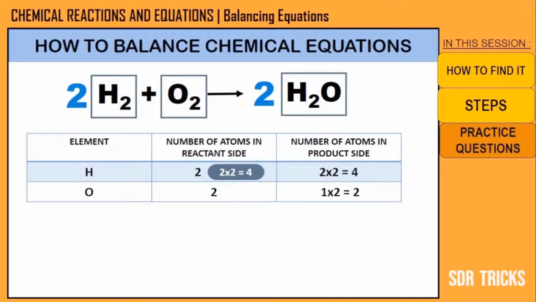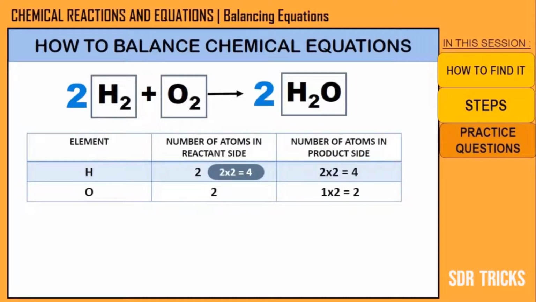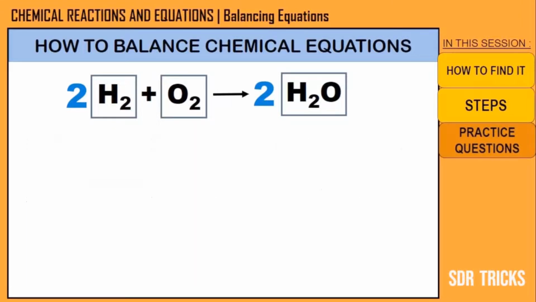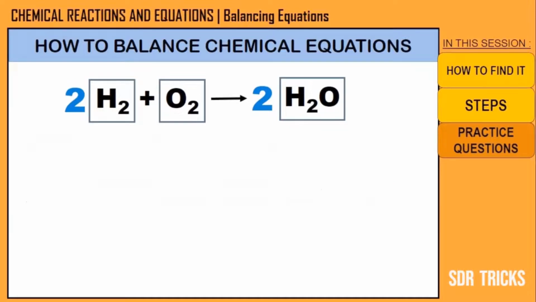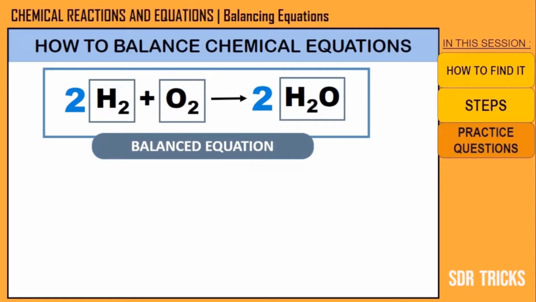So we converted hydrogen plus oxygen gives water into 2 H2 plus O2 gives us 2 H2O. So now the question is, is this equation balanced? The answer is yes. This equation is a balanced equation. So I believe that you got a clear idea of how to balance a chemical equation.